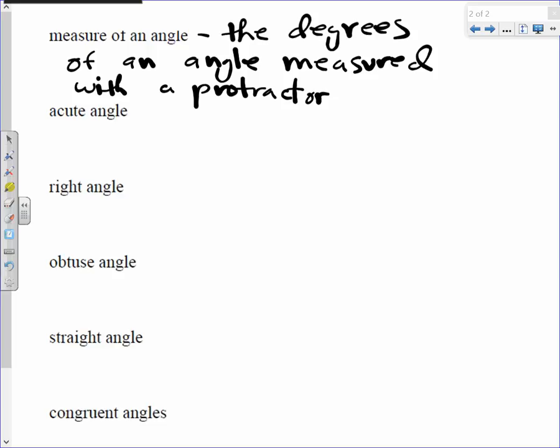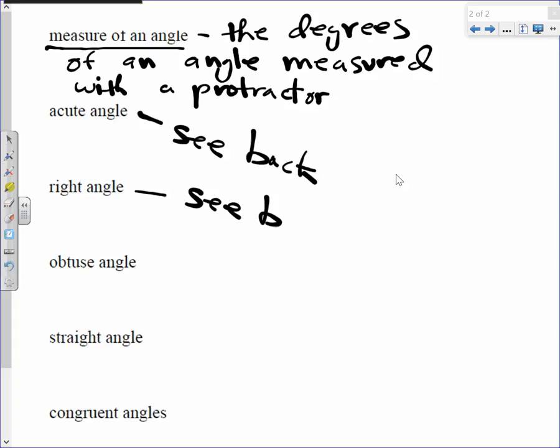A protractor is seen right on the other side of your paper. That's how you measure angles, the protractor. In the video I'll show you after the break, we'll show you how to measure an angle. We're going to get into that later. Acute angle, we just went over, see back. Right angle, see back.